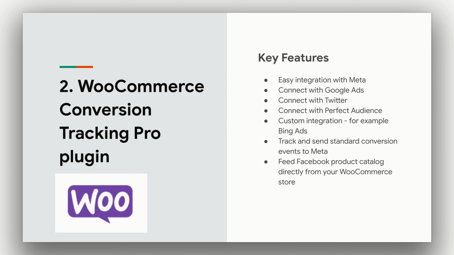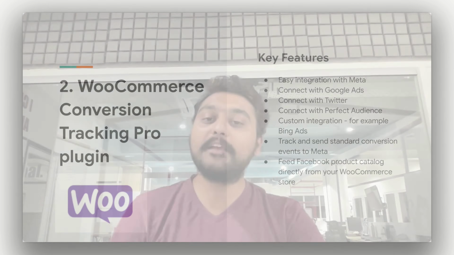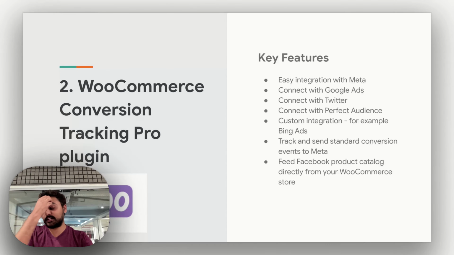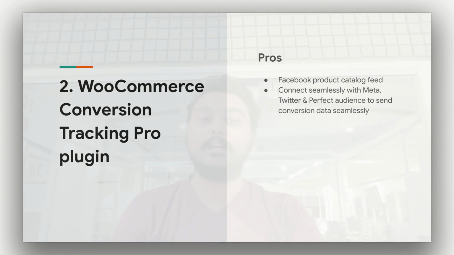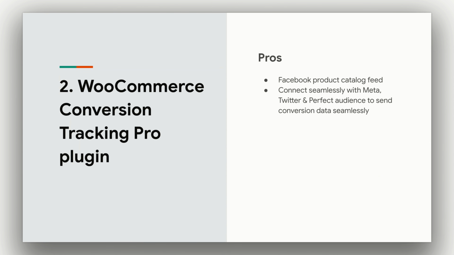This WooCommerce Conversion Tracking Pro plugin will help you track and send all the standard events that Meta offers to Meta Ads. It goes a step beyond, and it also helps you feed Facebook product catalog directly from your WooCommerce store. There are some amazing features that this plugin offers you. Next, let's see pros. So one pro is, as you have seen, you can leverage the Facebook product catalog feed by using this plugin. You can connect seamlessly with Meta, Twitter, and Perfect Audience to send your conversion data.